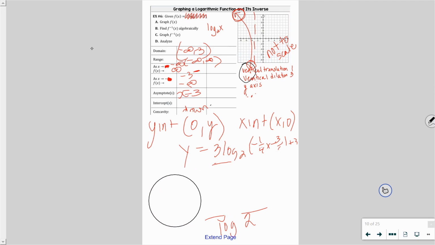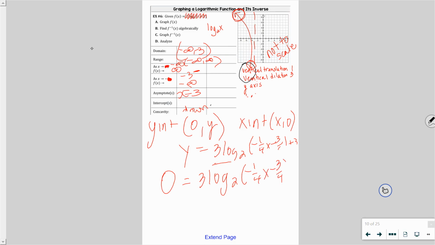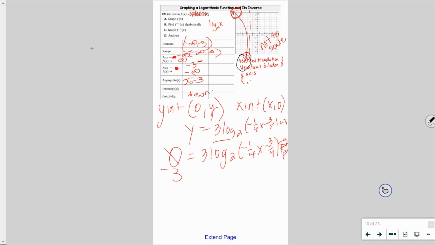So the x-intercept is x comma 0. Donovan, is there an x-intercept? Yes, it crosses. We can see that from the graph. So I'm plugging in 0 for my y, and I need to solve it. Claudia, what am I going to move? You can subtract 3. Okay, subtract 3, that gets rid of that. Divide by 3. Good. That's what I'll rewrite: -1 equals log base 2 of -1/4 x minus 3/4.